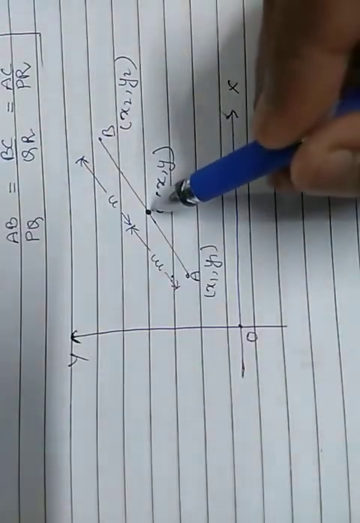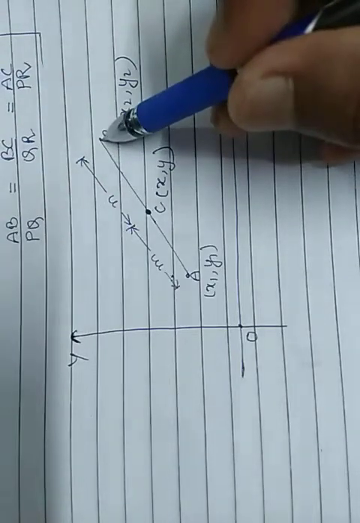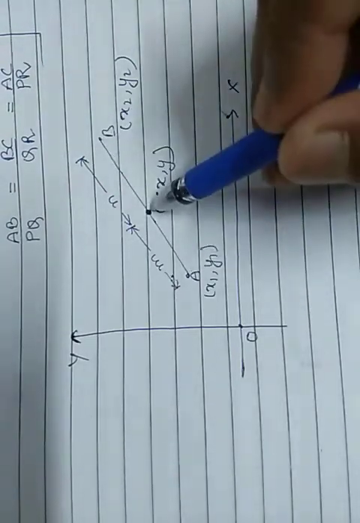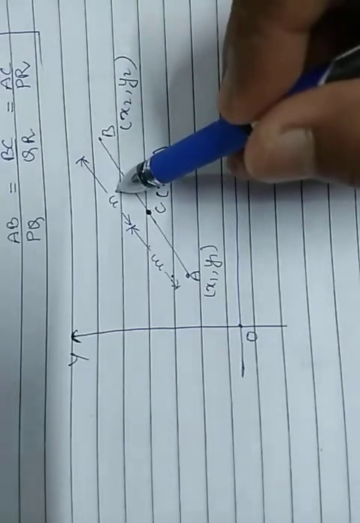So C is a point in between the line joining AB, such that the ratio of AC to BC is m ratio n.